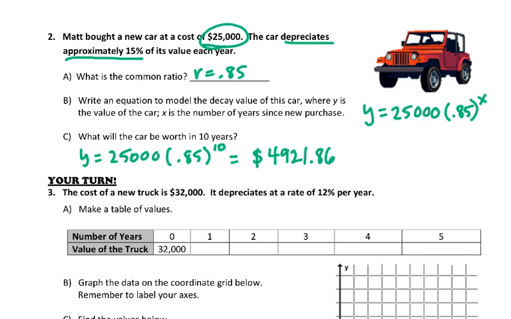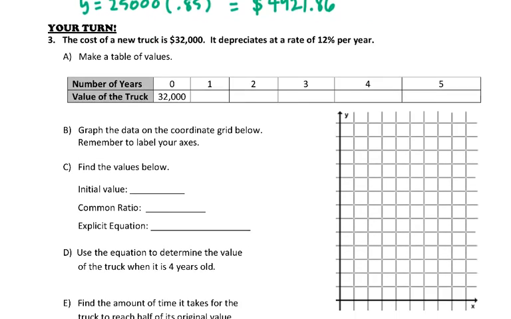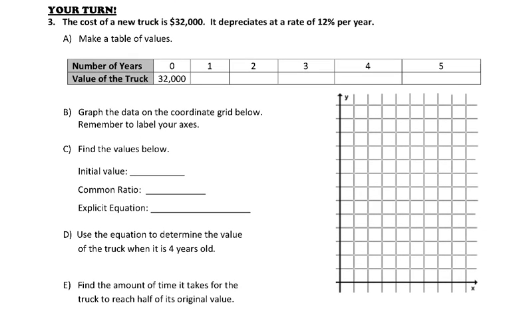So for our last big problem here, another table and graph. Okay, because these depreciation ones are a little bit harder than the growth ones for us. It says the cost of a new truck is $32,000 and it depreciates at a rate of 12% per year. Okay, so let's go ahead and figure this out for the table.